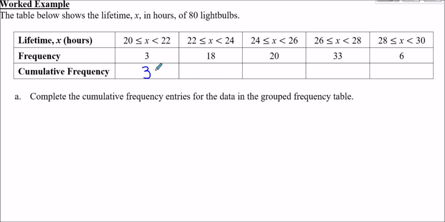The next one, we do 3 plus this next 18. So 3 plus 18 is 21. 21 plus this next value of 20 gives us 41. 41 plus 33 gives us 74. And finally, 74 plus 6 takes us to 80. So that's all we need to do for part A.